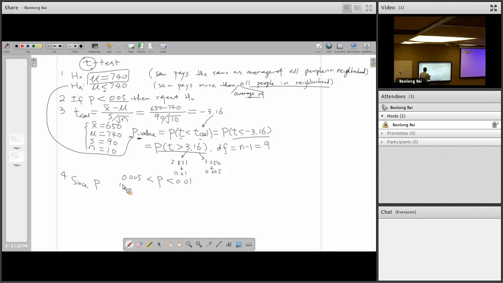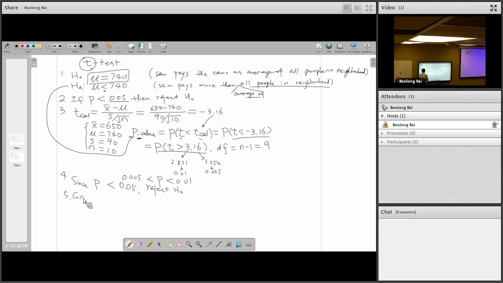So we're going to compare the p-value and alpha. P is a number between 0.005 and 0.01. It's definitely going to be smaller than 0.05. Now we go back to the rule. If that's the case, then we need to reject the null.